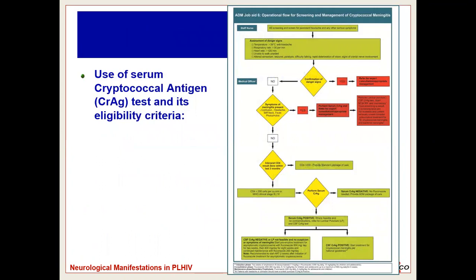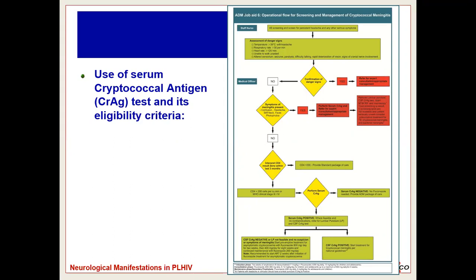Okay, so I have briefly touched upon serum cryptococcal antigen, but for the information, it is very important because it's there in the guidelines, but it's not yet in practice. When you see any of the danger signs, which are temperature of more than 39, respiratory rate more than 30, heart rate more than 120, or unable to walk unaided and altered sensorium, you go for expert management. Otherwise, you look for the symptoms of meningitis, as I showed before in the syndromic approach. If these symptoms are there, then you go for serum CRAG testing.